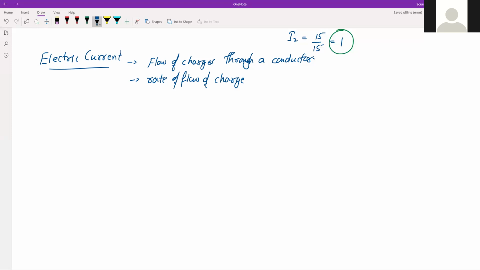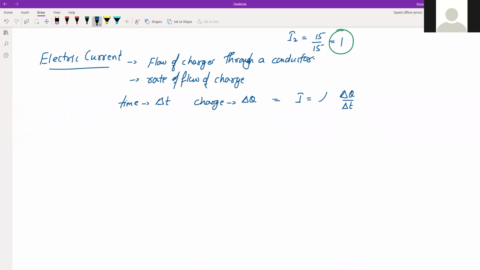right? So let the charge which passes through an area in time t to t plus delta t. Suppose the time gap is delta t, and the charge which flows across that area is delta q. Then this I, or current, is given as the rate of flow of charge, that is delta q by delta t, right? And it is an instantaneous current.